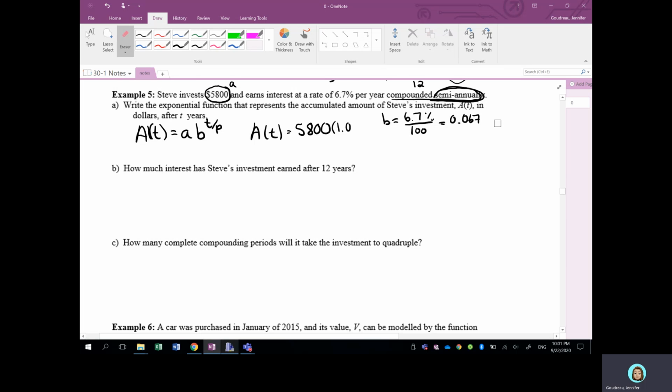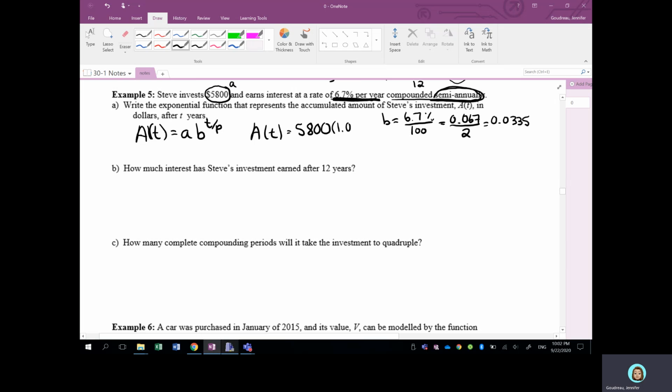Take that 6.7, divide it by 100. So 6.7 makes 0.067. Then let's divide it by 2. Sorry, that'll be your next step. And the reason we're dividing it by 2 is because it's compounded semi-annually. So this interest rate, which is given over the whole year, gets divided in half because the year is getting divided in half. That's going to give us 0.0335.